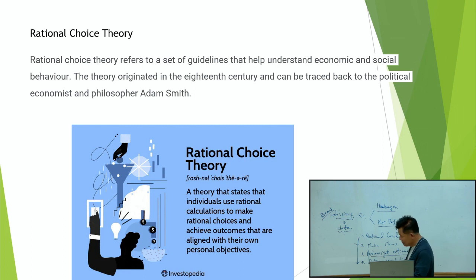This is rational choice theory, but it's very simple. And then this hierarchy is followed. First, rational calculation in your mind, and make a choice, and achieve the outcomes, and then accumulate data, and this data becomes your personal objectives for the next action. This is rational choice.